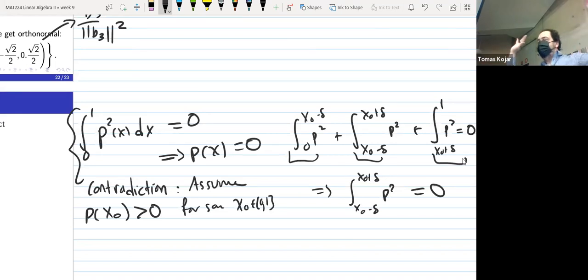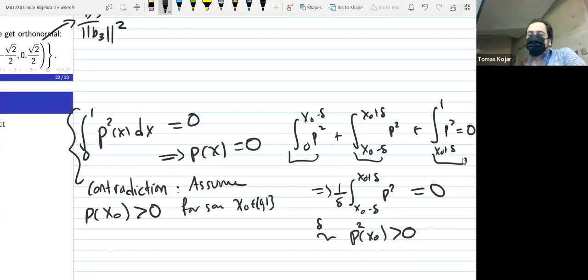Hand wave, you divide by delta, you take a kind of limit, and this is about p of x naught squared, which you assume is strictly positive. Yeah, that's right.